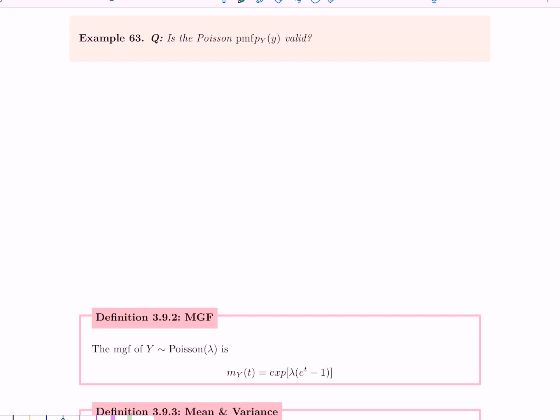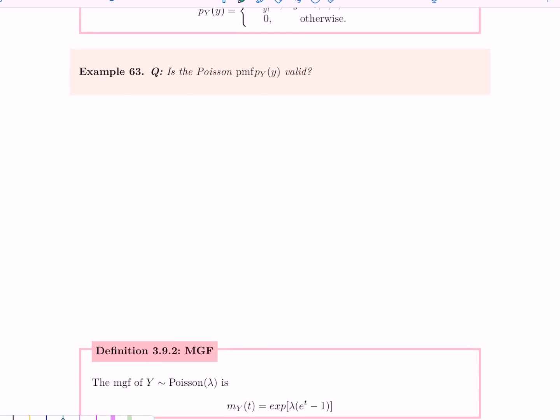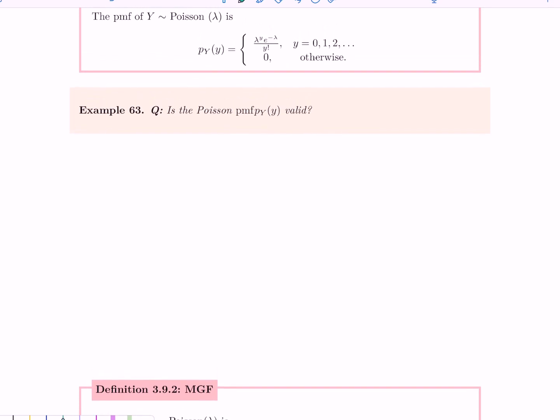Example 63. Is the Poisson PMF valid? First, what is the Poisson probability mass function? The Poisson probability mass function is this, and y values go from 0 to infinity. How do we check if it is a valid probability mass function?